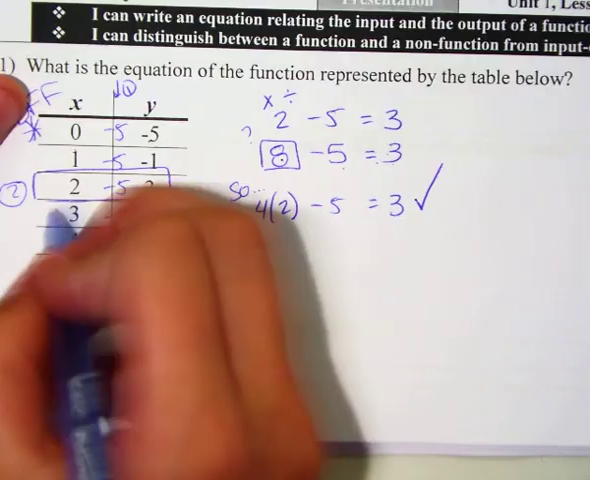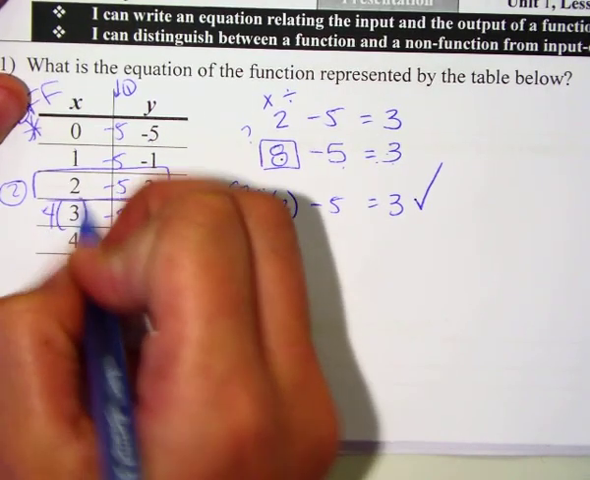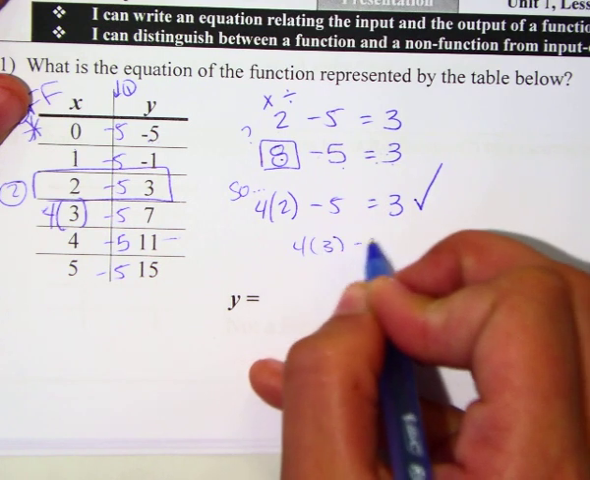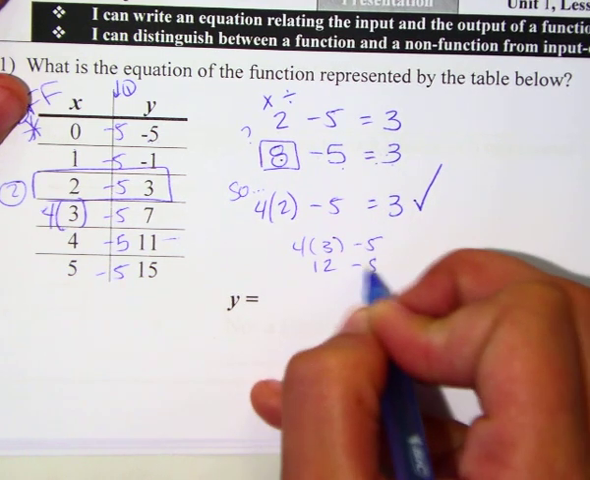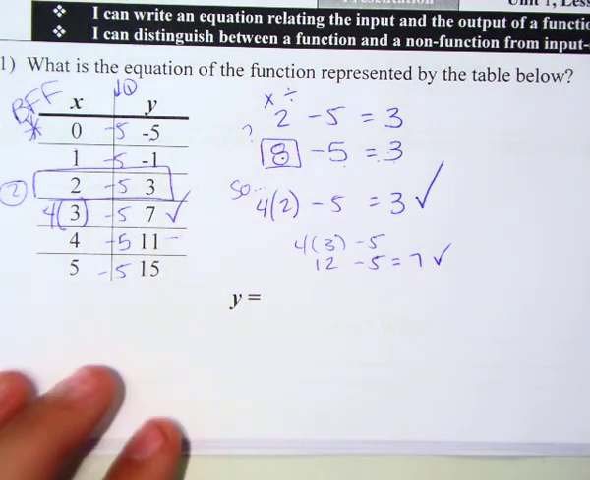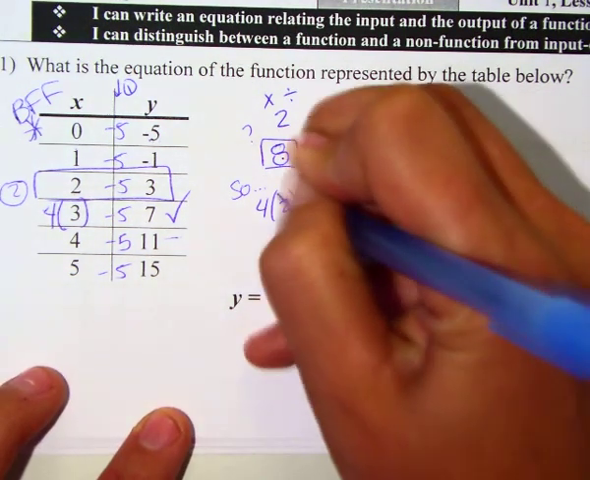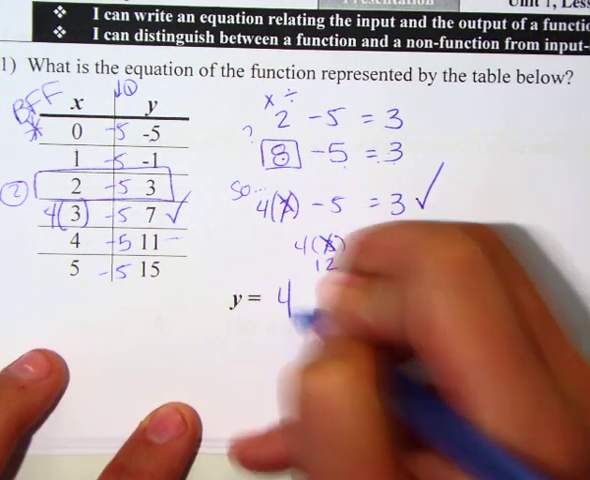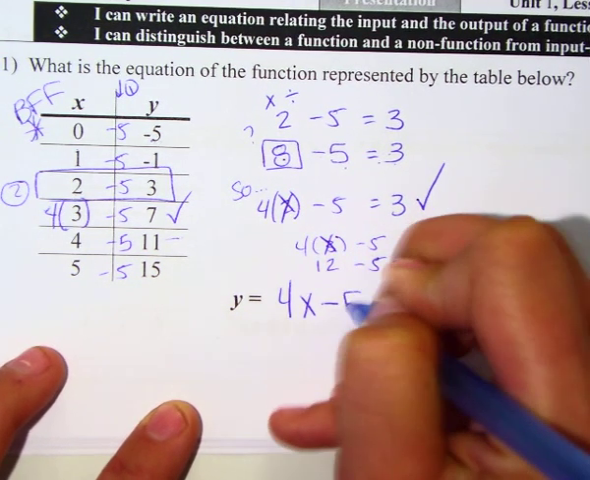I'm going to double check it with another row. 4 times 3 is 12. 12 minus 5 is 7. So it works. Now instead of the 3 and the 2, it's going to be an x because that's our input value. Y equals 4x minus 5.